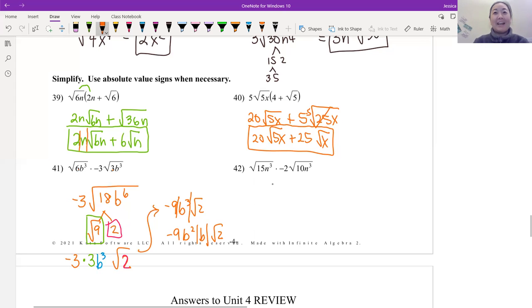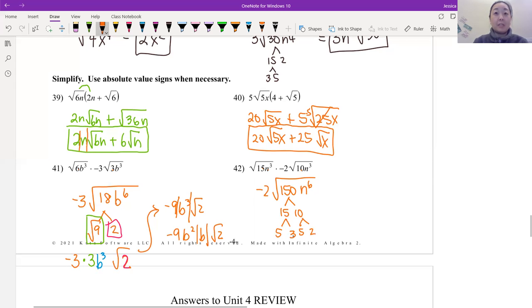Whichever way. All right, last one is going to be -2 square root, and 15 times 10 is going to be 150. And then n cubed times n cubed is going to be n to the 6th. And I'm just going to break this down. I already know that 150 is just 15 times 10, because that's how I got 150. And I'm going to just go 5 times 3. This is 5 times 2.